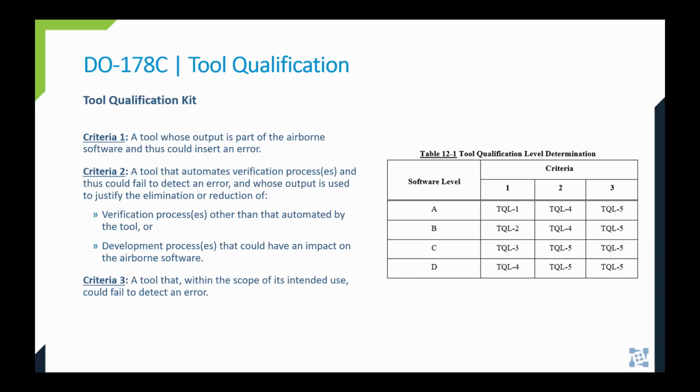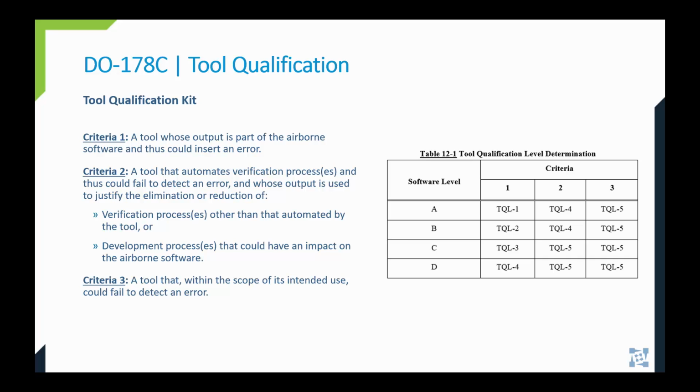You will need to determine if the tool being used needs to be qualified. Don't forget that there is the supplemental DO-330 software tool qualification considerations, where the objectives, activities, and guidance is provided. You can see the criteria listed on this slide and the table that maps the qualification level of the software level based on the criteria. TQL1 is the most rigorous level, and TQL5 is the least rigorous level.